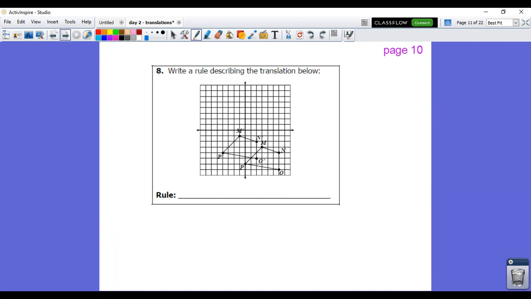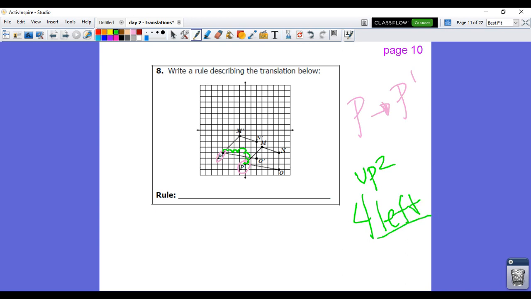Okay. I'm going to show you how to do one more with these. So again, you can start at any letter. I'm going to start at P. Going from P to P prime. So where am I moving? I am moving up 1, 2. So I'm moving up 2. And then I'm going 1, 2, 3, 4 units to the left.